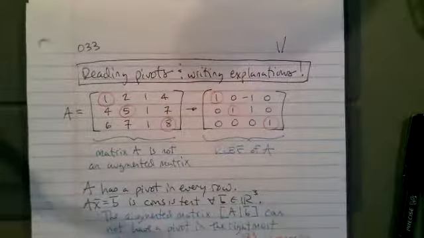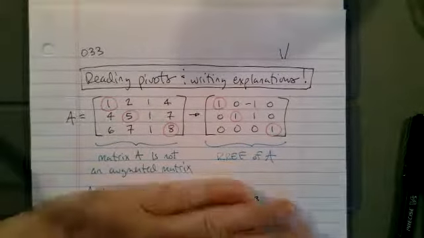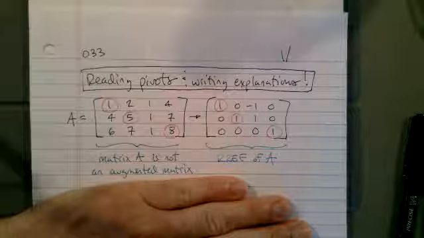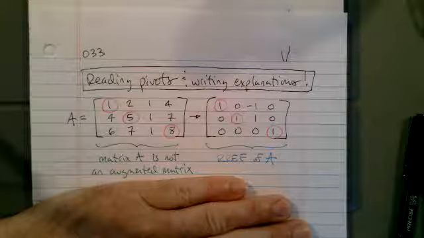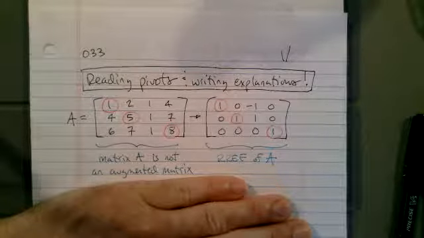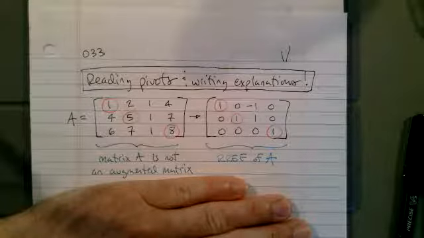Some of you started invoking things like free variables, but all you were given was this matrix A and the reduced echelon form of A. If you start talking about free variables, my comment was always, what equation are we talking about? Free variables belong to the solution set to some equation. If there's no equation in play, we can't talk about free variables without first introducing an equation and talking about its solution set.